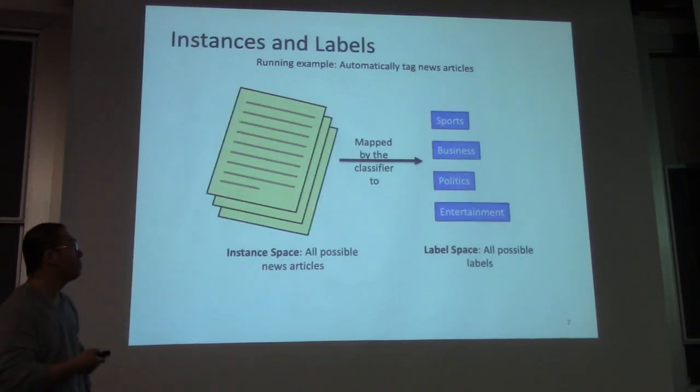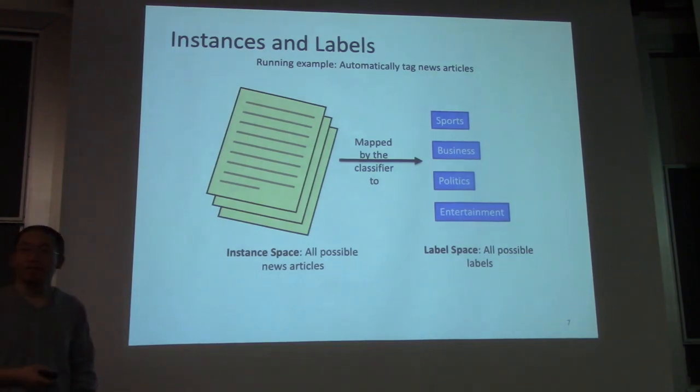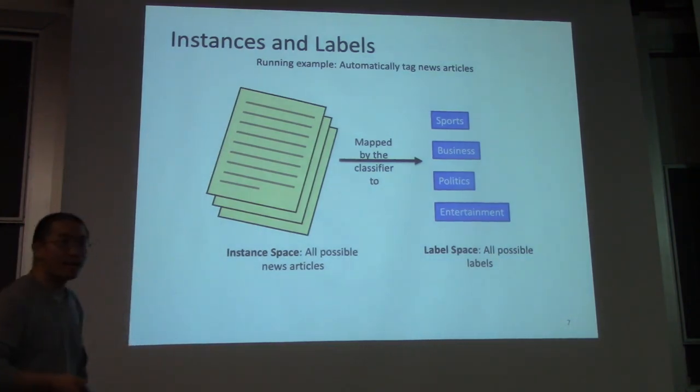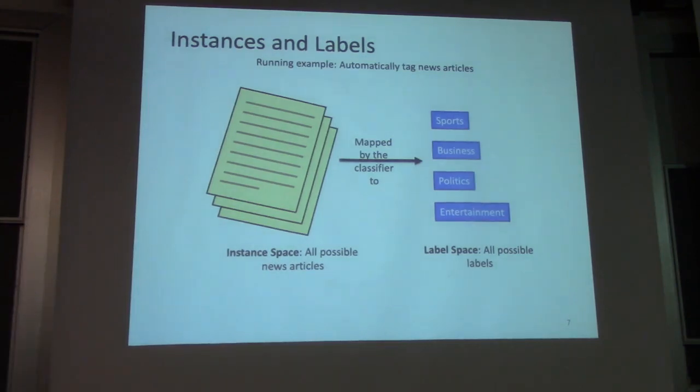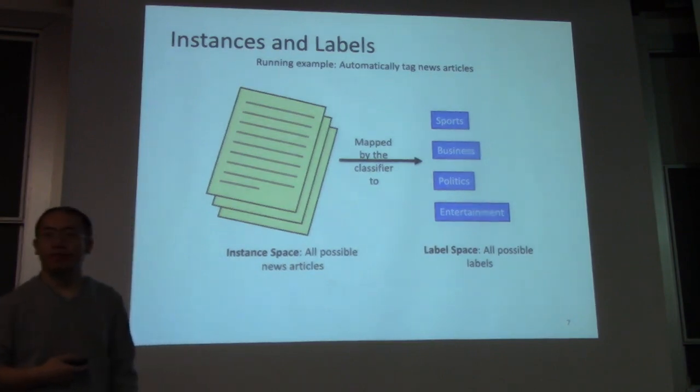For example, sports, business, politics, entertainment, right? So our task is essentially to map each specific article to a tag. Right? This is actually our goal to carry out supervised learning.